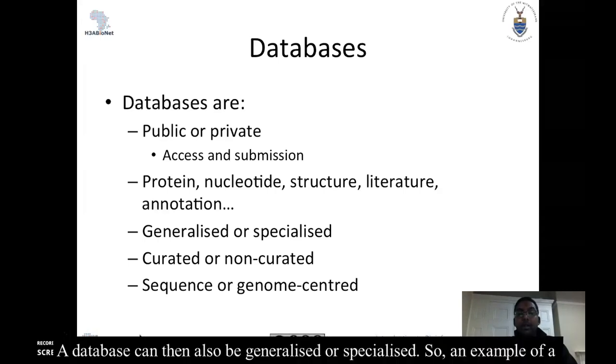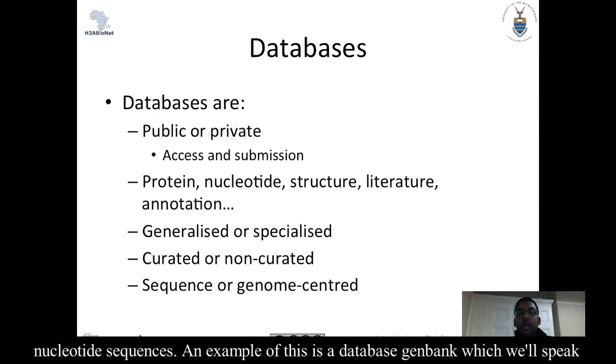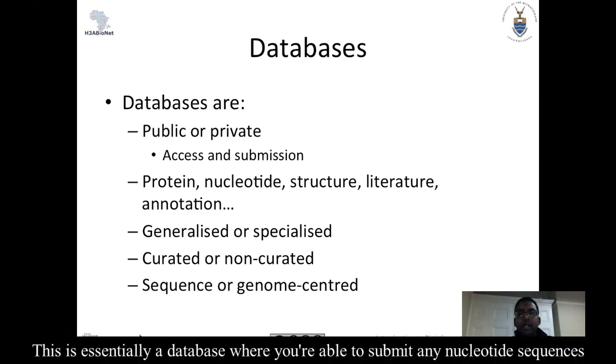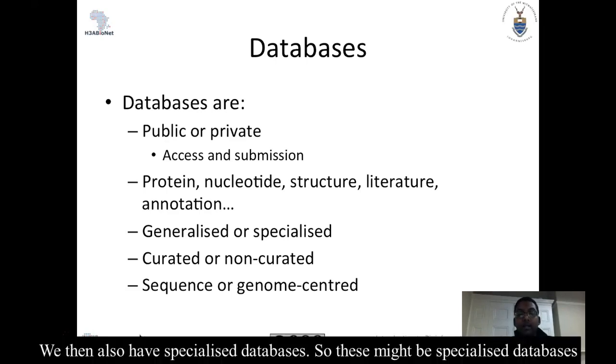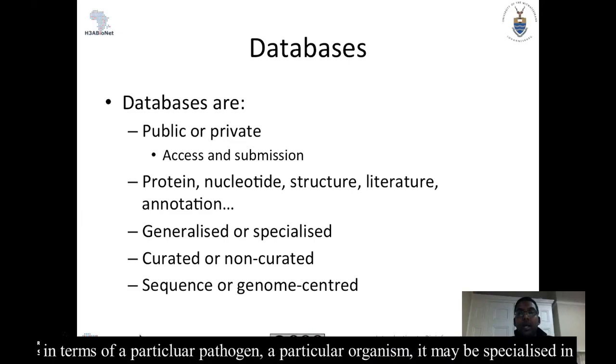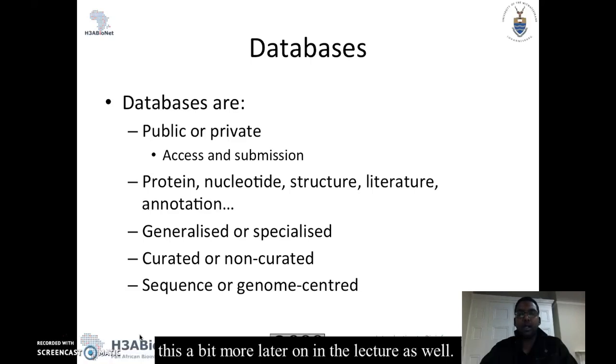A database can then also be generalized or specialized. An example of a generalized database would be a database that just stores nucleotide sequences. An example of this is GenBank, which we'll speak about later, but it's essentially a database where you're able to submit any nucleotide sequences that are generated for any organism. We then also have specialized databases. These might be specialized in terms of a particular pathogen or a particular organism. It may be specialized in terms of the type of sequence data that's added to it, etc. And we'll speak about this a bit more later on in the lecture as well.